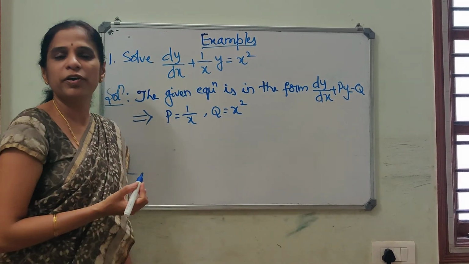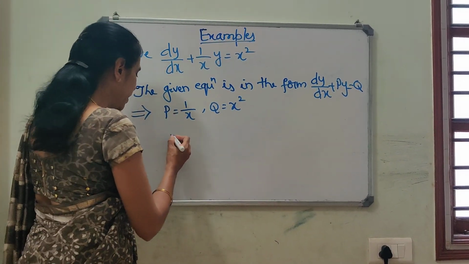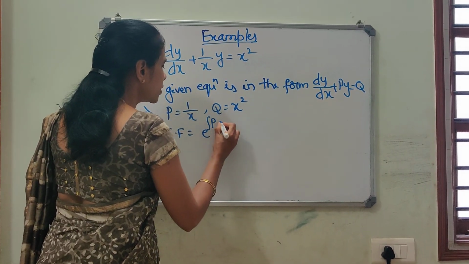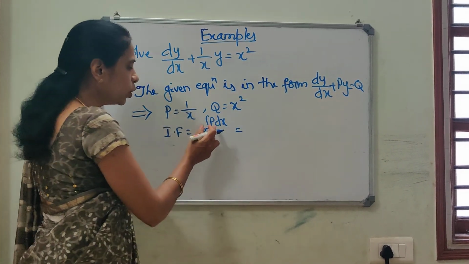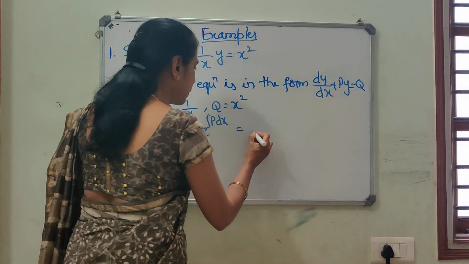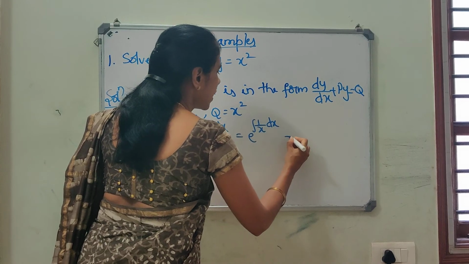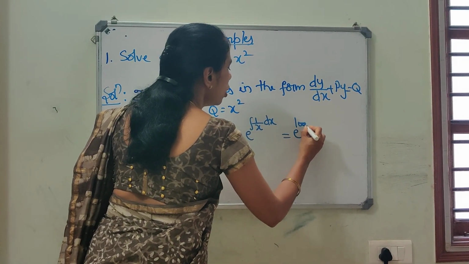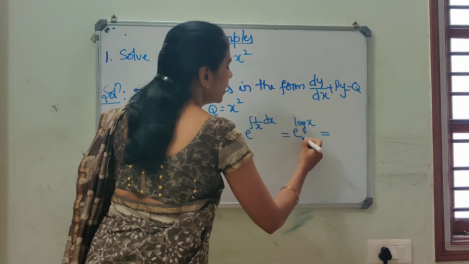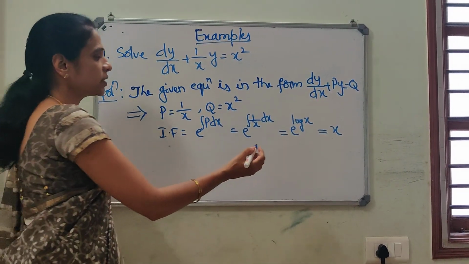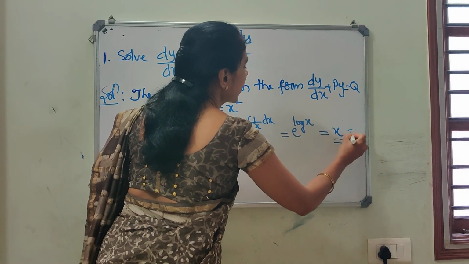Once you identify your p and q, the second step says that you have to write the integrating factor as e to the power integration p dx. Now I know what is my p. So just substitute and complete the integration. E to the power integration 1 by x dx. And what is this? E to the power log x. And we know that e power log x is nothing but x. So this is the integrating factor.